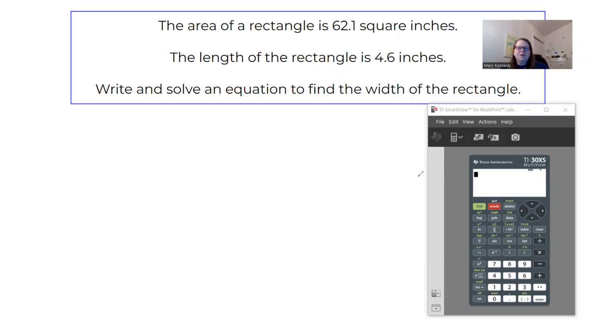All right, let's take a look at this one. It looks like we're dealing with the area of a rectangle, and we're told the length is 4.6 inches, and we have to find the width. And we have to write an equation and solve an equation. So again, we have two things that we are required to do here.